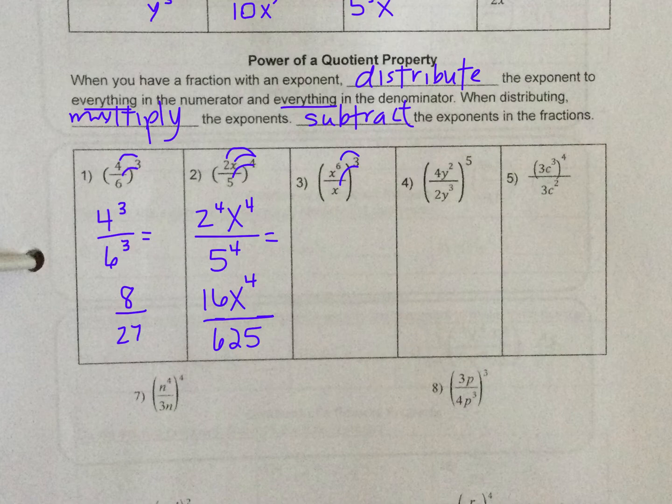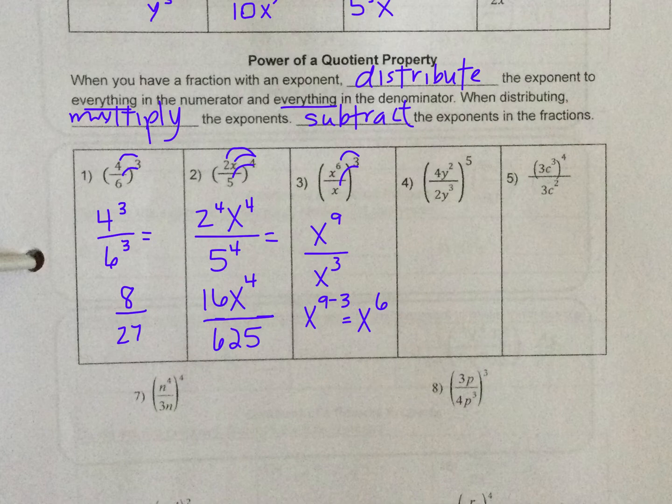Let's do this next one. Everybody gets it. x9, x3. Okay, we've got the same variables, so we can subtract. X is our variable, 9 minus 3. So our final answer on number 3 would be x6.